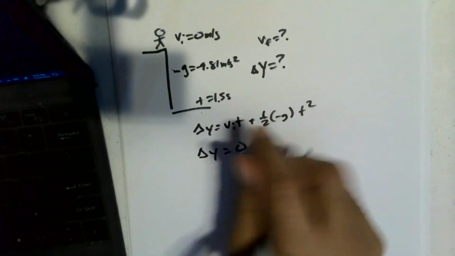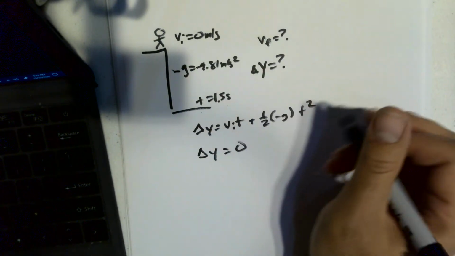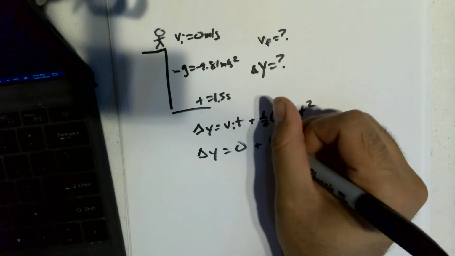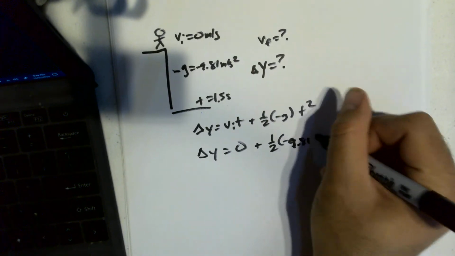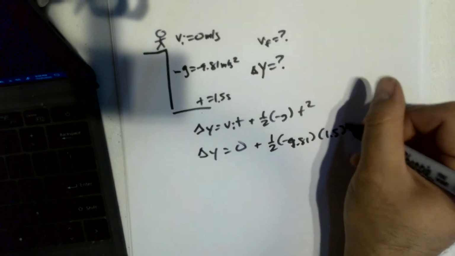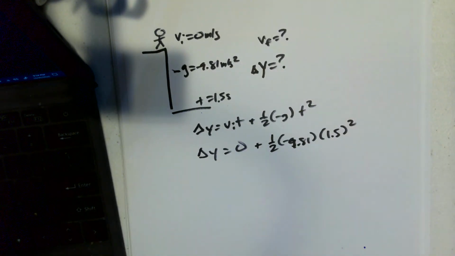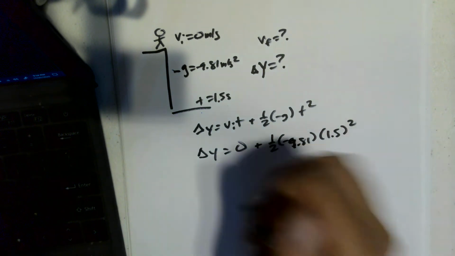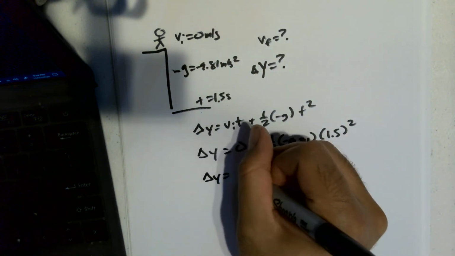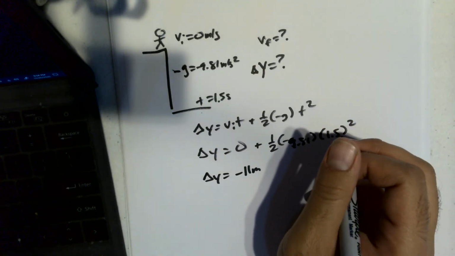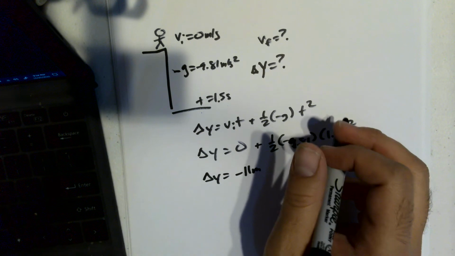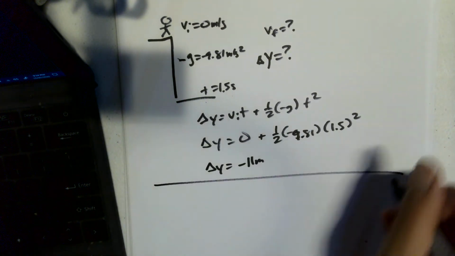Let's put in 0 for these terms, so it's 0 times 1.5, but I don't need to write out the 1.5 there since it's 0 times it. This is negative 9.81, and then we put in the 1.5, and we square that value. And putting that into the calculator, what we should get is a value of negative 11 meters. That means it has fallen 11 meters, which means that the cliff had to have been 11 meters high.